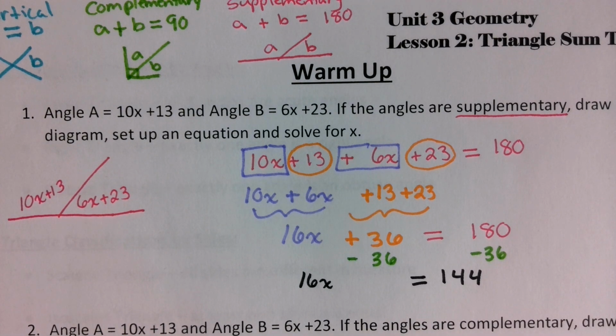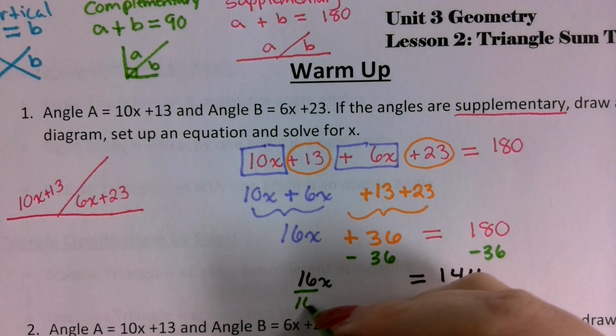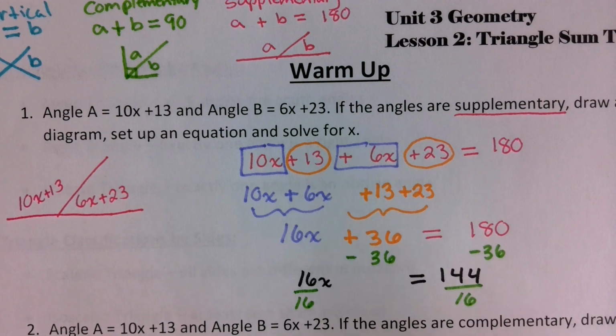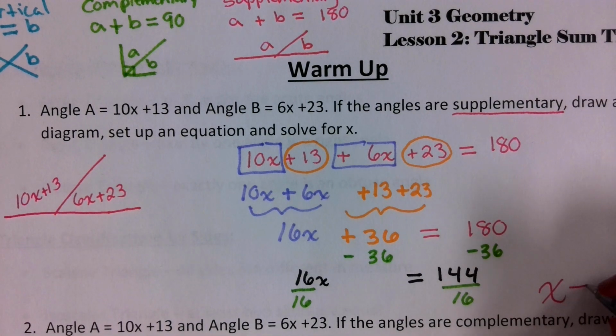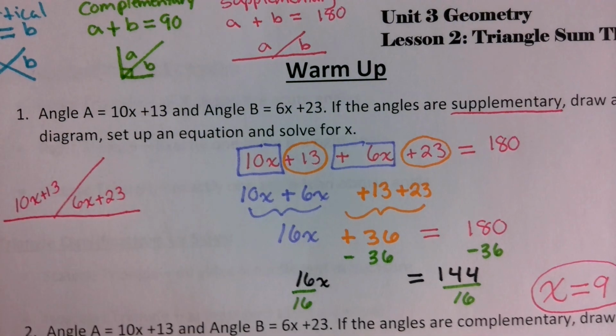We've got 16x is equal to 144. What is the inverse operation that I need to perform? What's the opposite operation that needs to be involved here? Division. We need to divide both sides by 16. In your calculators, you should be dividing 144 by 16. What do we get when we divide that? 9. So x is going to be equal to 9.